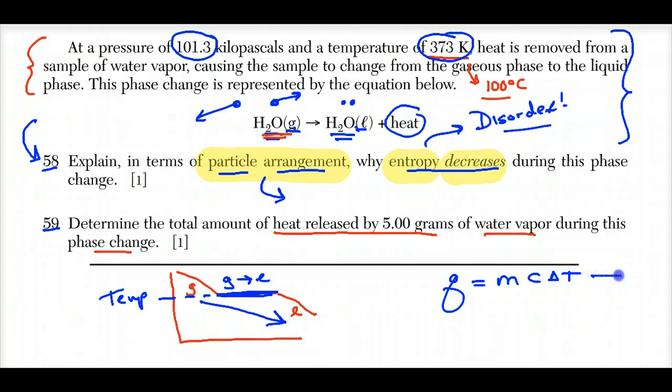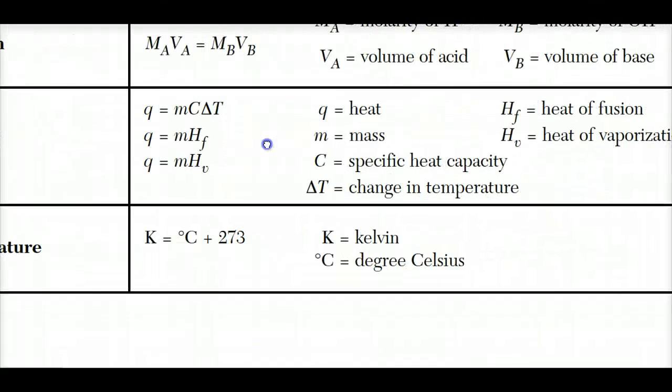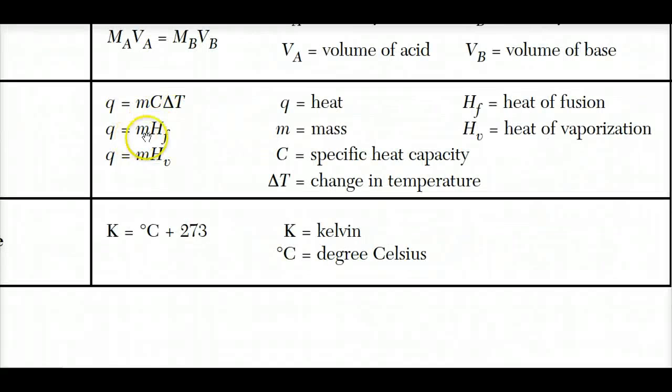This is a thermal equation given to you in reference Table T. But they also give you Q equals mHf and Q equals mHv. And if you go to Table T, let's do that. And here we are with Table T at the bottom. The heat formulas are right here. Q equals mc change in T, Q equals mHf. So what are these things? Well, Hf is the heat of fusion. Fusion is a fancy word for melting. Okay? And vaporization is a fancy word for evaporation.